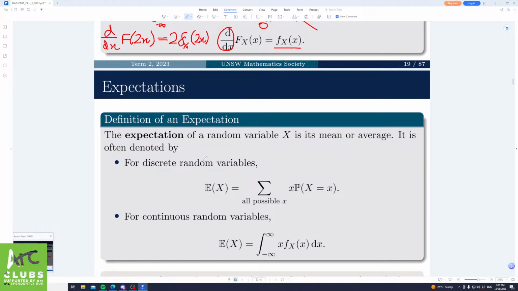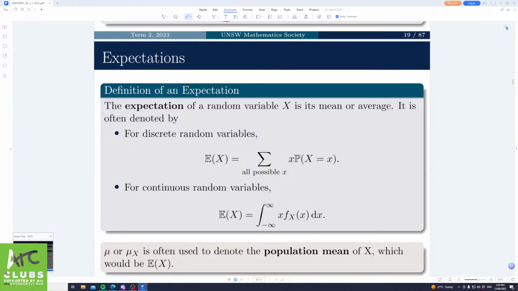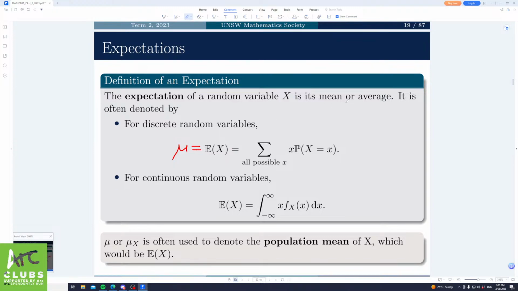Expectation, probably the most important statistic in all of statistics. It's denoted by E of x, but you could also call it mu. And it's essentially the mean of a random variable. For discrete random variables, we're going to be using sigma, like we always use for discrete random variables.